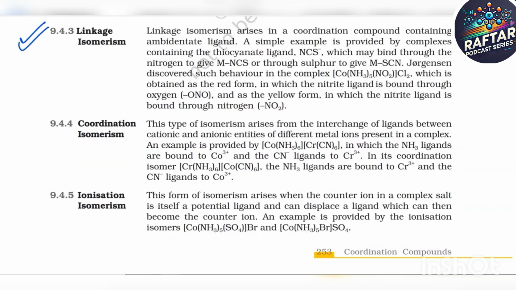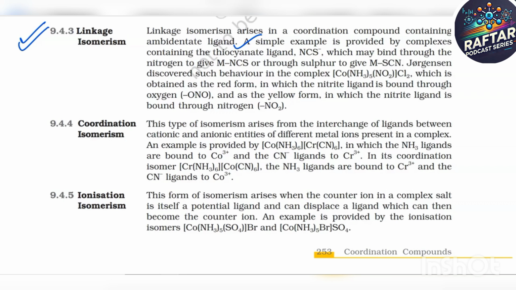5.4.3 Linkage isomerism. Linkage isomerism arises in a coordination compound containing an ambidentate ligand. A simple example is provided by complexes containing the thiocyanate ligand, NCS, which may bind through nitrogen to give M-NCS or through sulfur to give M-SCN. Jorgensen discovered such behavior in the complex [Co(NH3)5(NO2)]Cl2, which is obtained as the red form, in which the nitrite ligand is bound through oxygen, M-ONO, and as the yellow form, in which the nitrite ligand is bound through nitrogen.